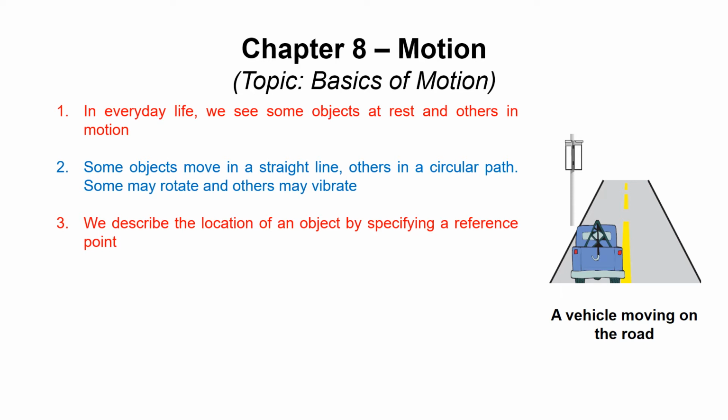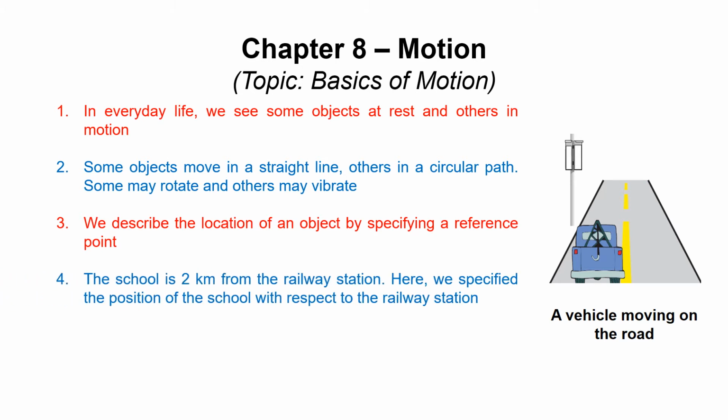We can describe the location of an object by specifying a reference point. As an example, the school is 2 km from the railway station. Here we have specified the position of the school with respect to the railway station.